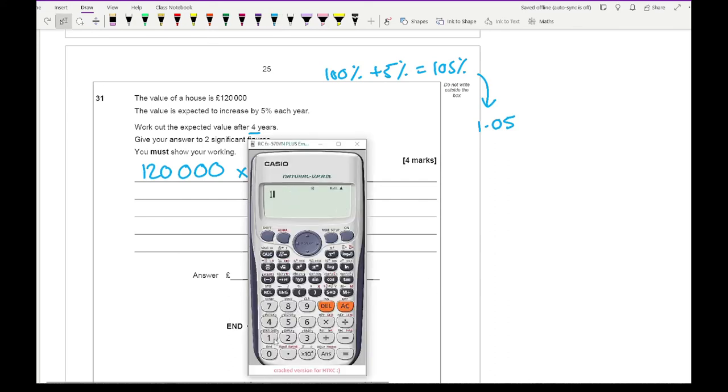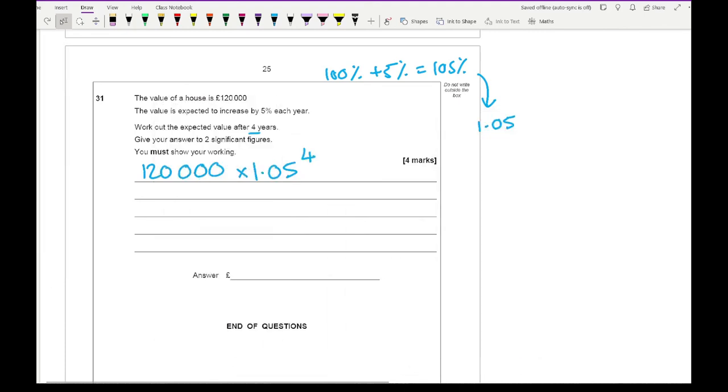So I've got 120,000, and times that by 1.05 to the power of 4, I get an answer of 145,860.75. And it is important you do, or it says to two significant figures. So let's just rub that out. I've not answered the question, read the question carefully.